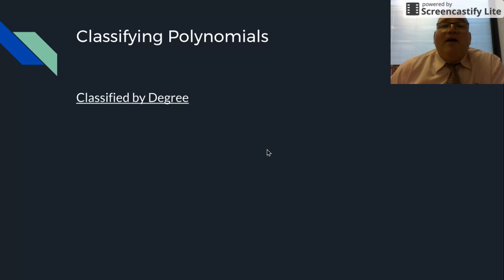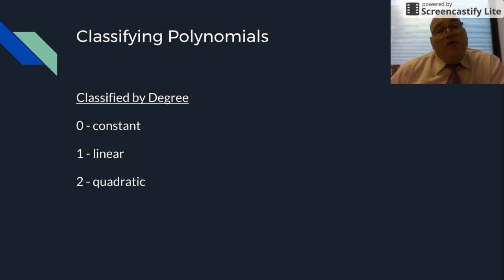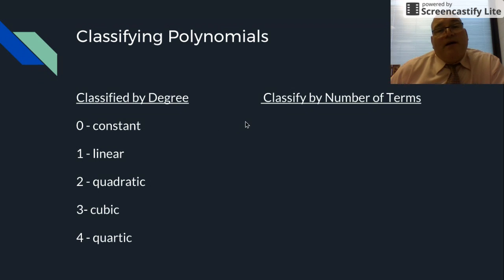So we continue our work with polynomials. We classify polynomials, and we do it in two different ways. We first classify polynomials by the degree. A polynomial of 0 degree is a constant. You'll also notice a constant never changes, which means it has no variable. A polynomial of degree 1 is linear. Degree 2 is quadratic. 3, cubic. 4, quartic.